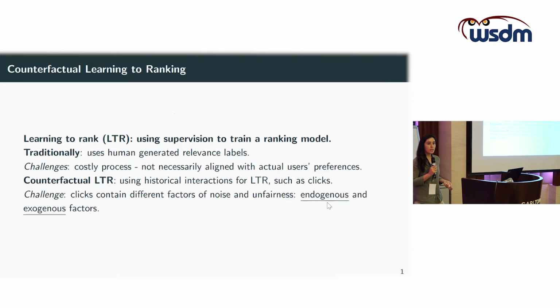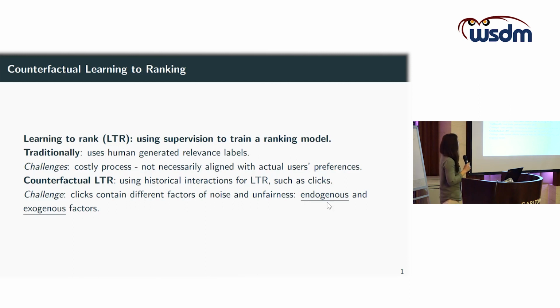For training a learning to rank model, you need supervision. Traditionally, we could use human-generated labels, but the problem with that is that it's expensive to obtain, and also it's not necessarily in line with the actual user preferences. The alternative is counterfactual learning to rank, where we can use user historical interactions, like clicks, as supervision. But there are still challenges involved, like different factors of noise and unfairness in this approach.